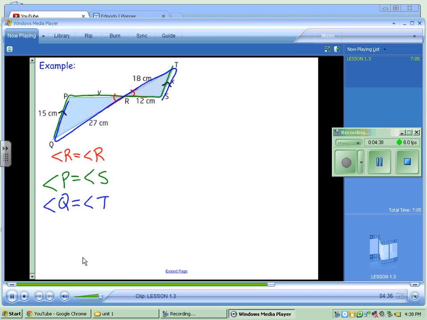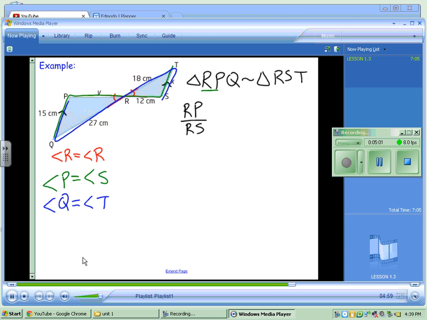Okay, because of that, we now know that the triangles all have the same angles, and from the definition, we remember that if the angles are equal, then we have similar triangles. We're going to list that triangle RPQ is similar to triangle RST. It's important that you put it in the correct order.